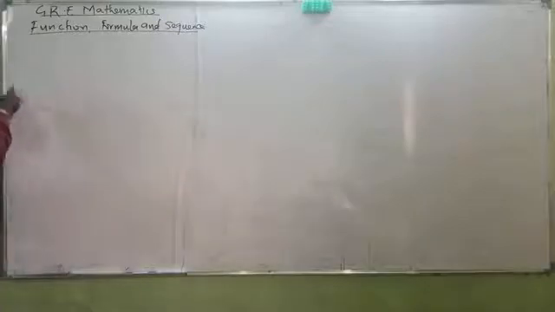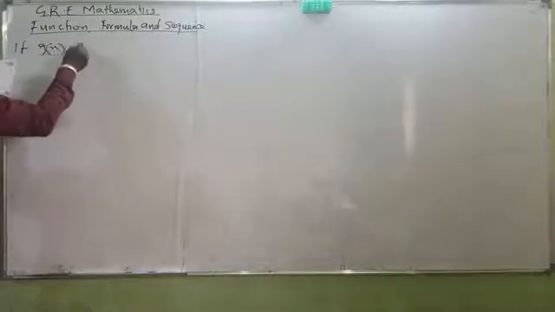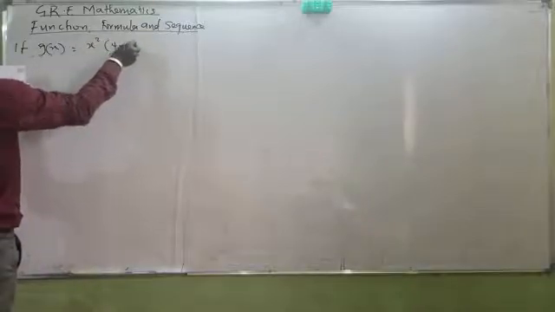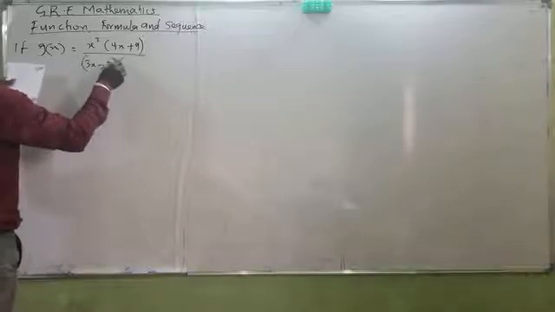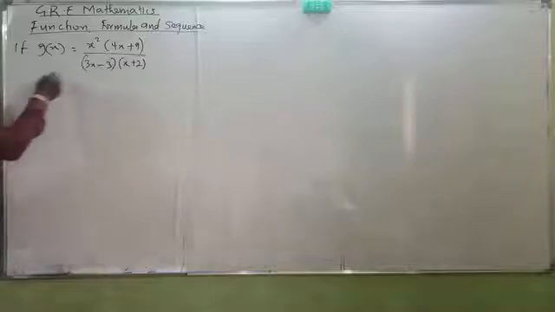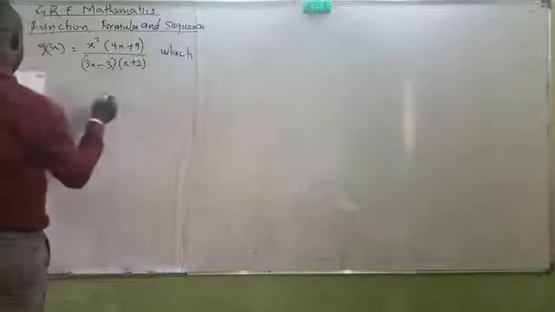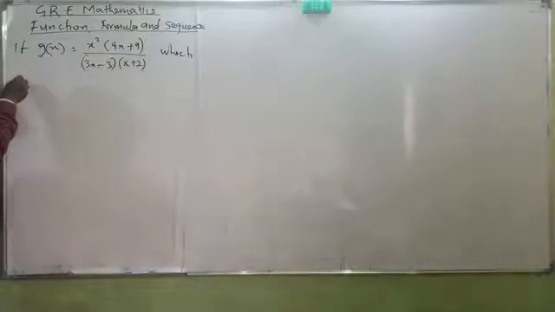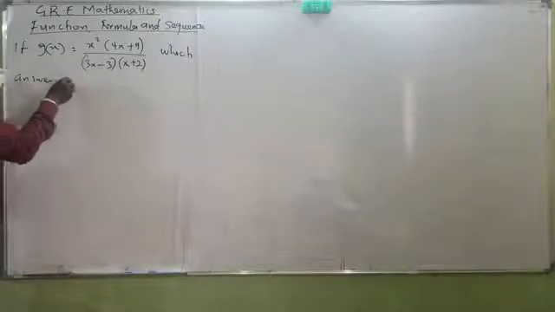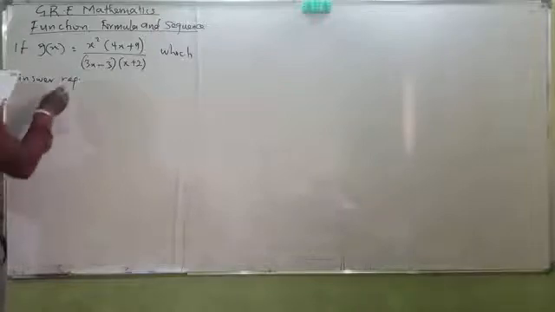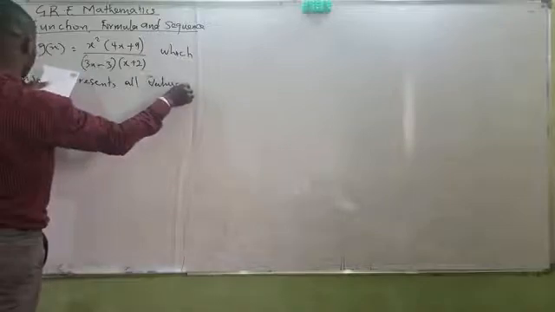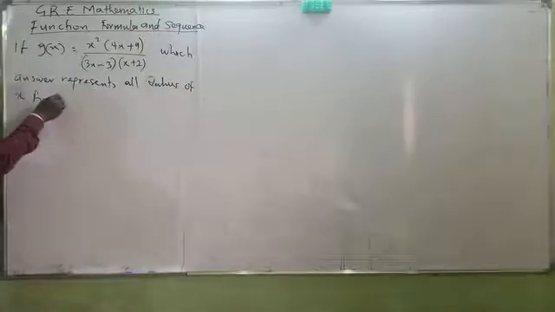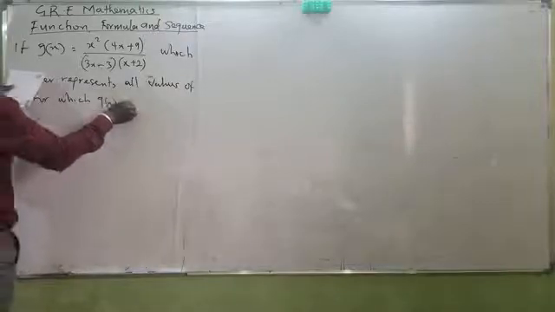The first question says: if g of x equals x squared times (4x plus 9) divided by (3x minus 3)(x plus 2), which answer represents all the values of x for which g of x is undefined?